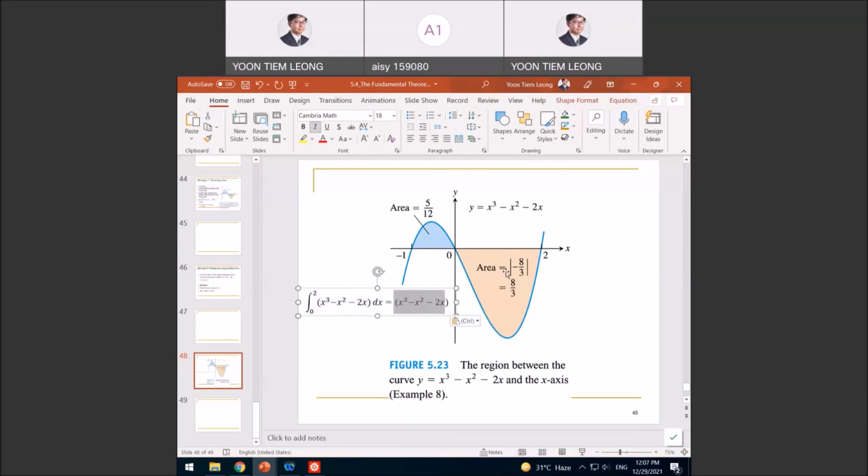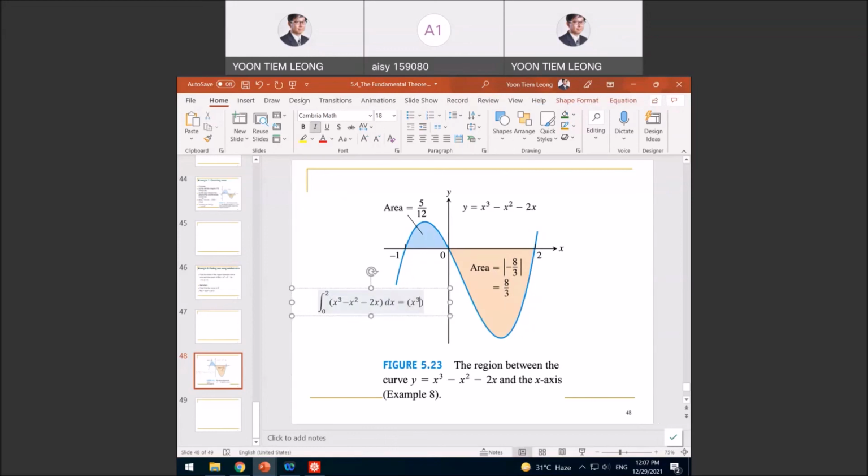Let me do it one by one. So the first antiderivative here would be the antiderivative of x cubed. The antiderivative of x cubed is x to the power 4 over 4. So this is the antiderivative of x cubed, because d/dx of x to the power 4 divided by 4 gives you x to the power 3.